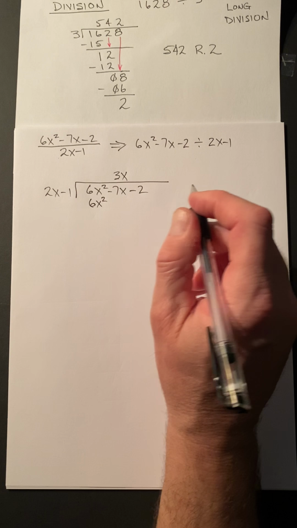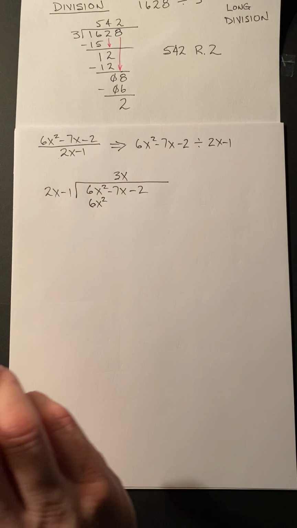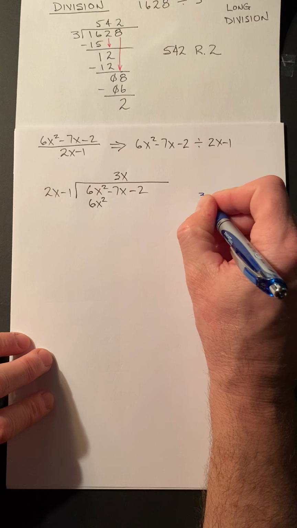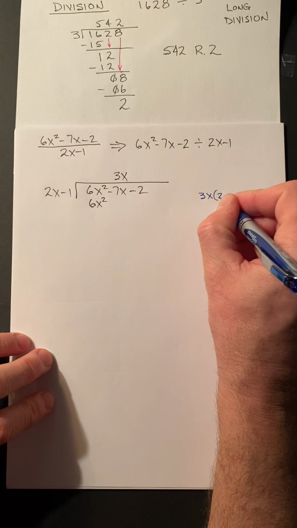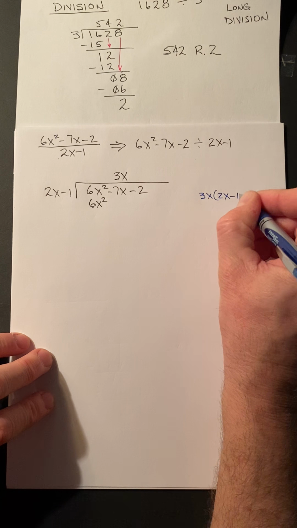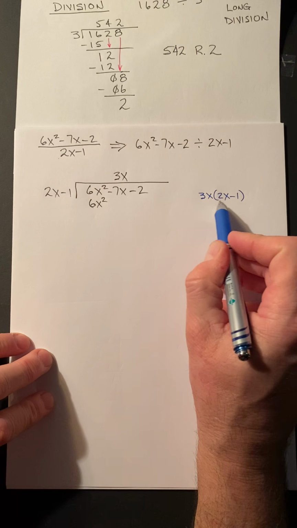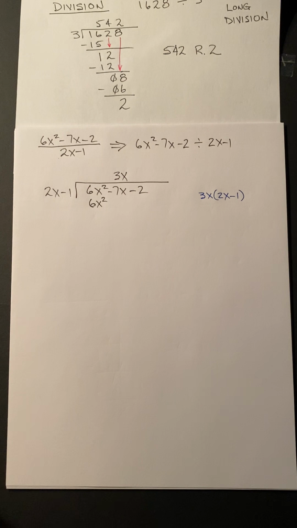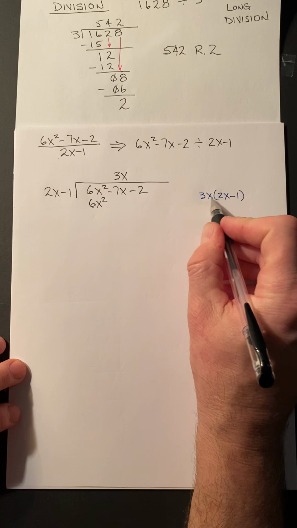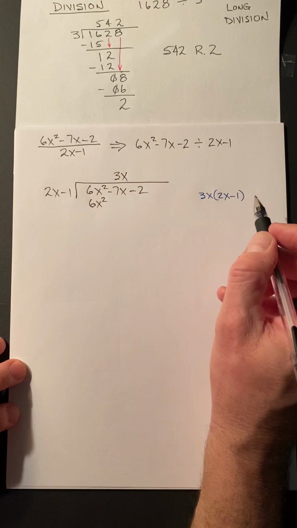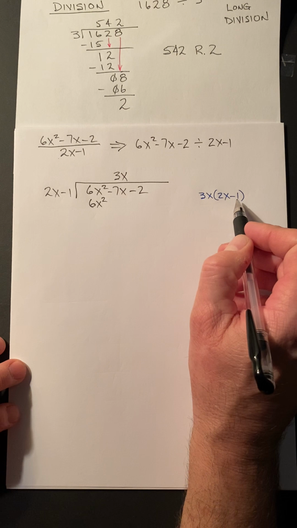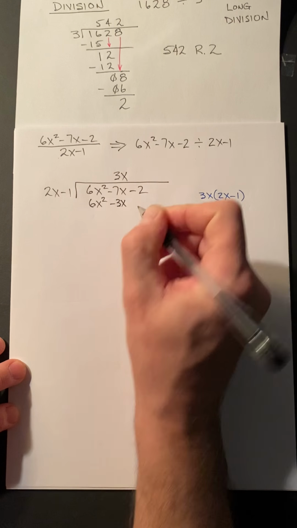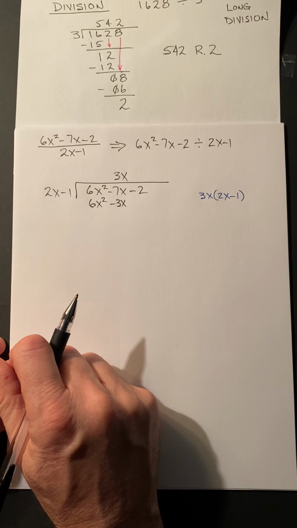So when you're doing this, a little helpful hint is take what you put up on top, 3x, and you multiply it by the entire term that is dividing into, all right? So 3x times 2x is 6x squared. 3x times minus 1 is going to give me this minus 1.